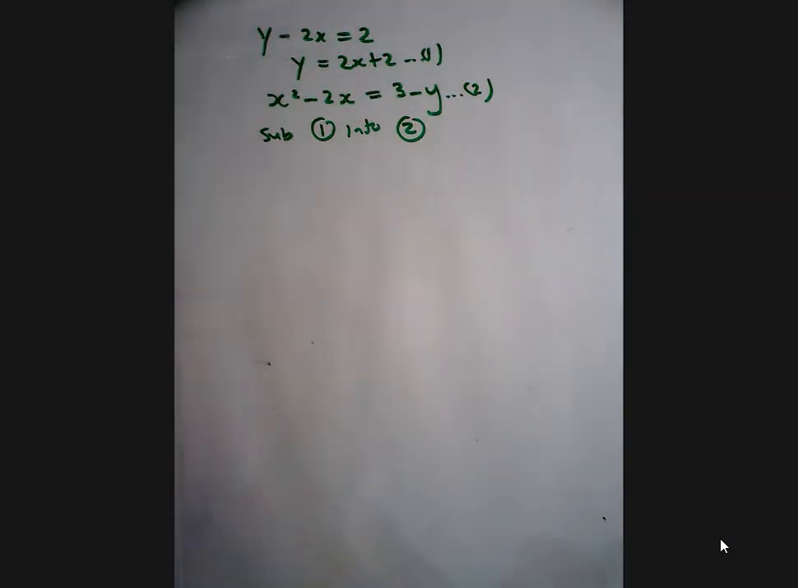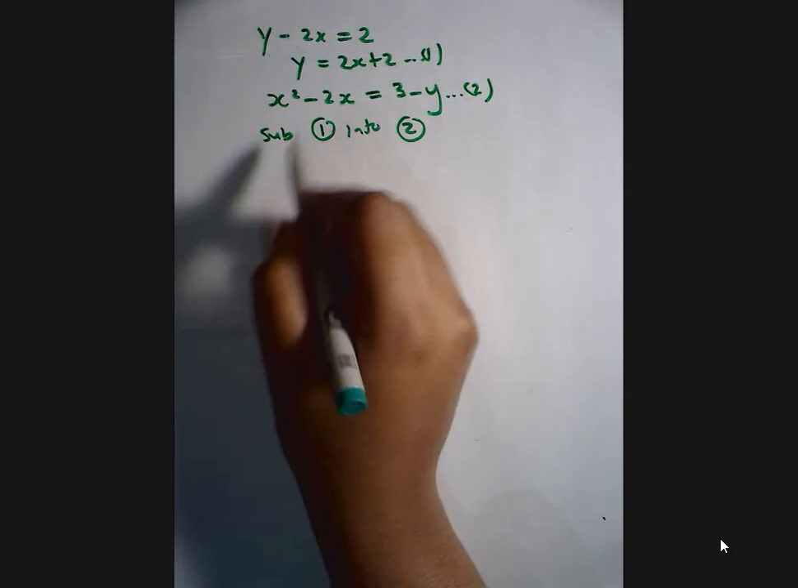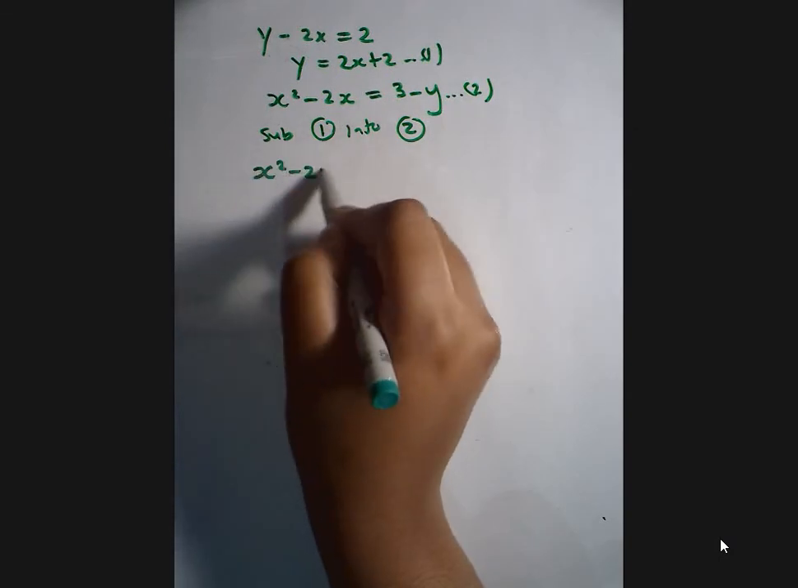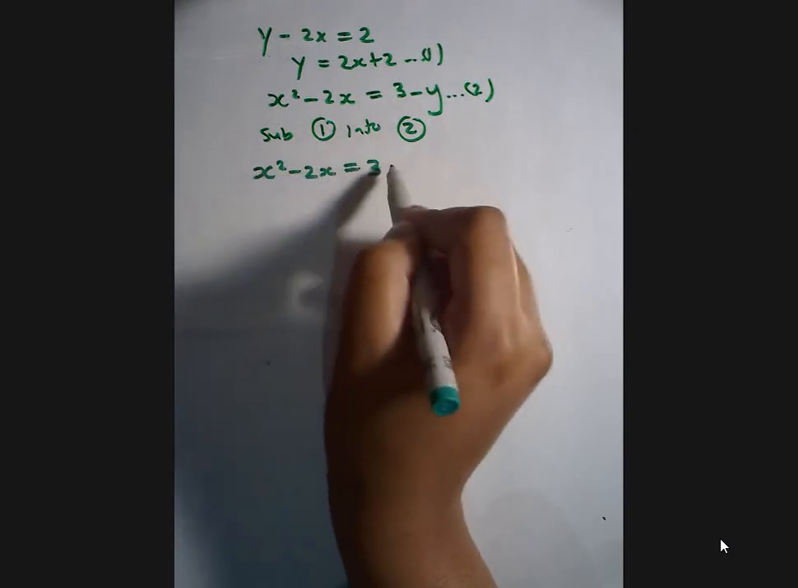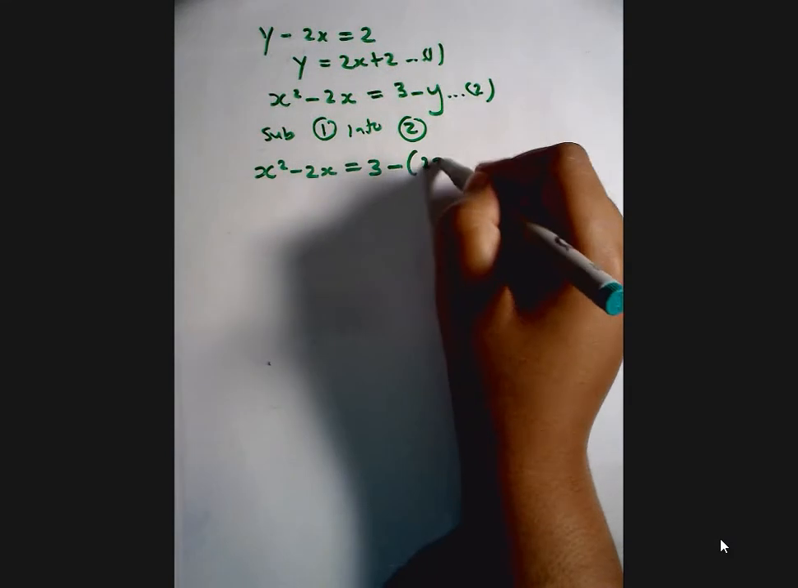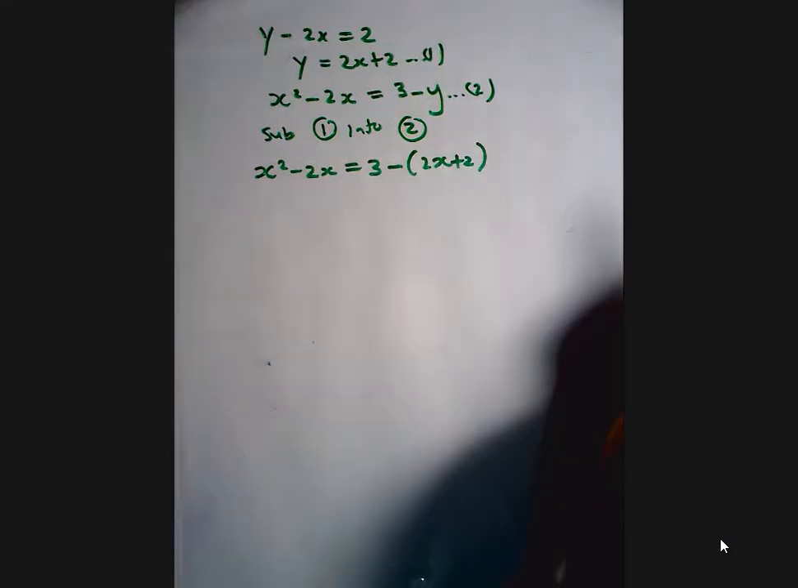Elimination method can work for this, but it gets very tricky. So I always suggest just doing substitution method. Right. So what I'm going to say, x squared minus 2x is equal to 3 minus, open brackets, 2x plus 2. Unless you're one of those maths junkies that like to do the hardest sums, but then you get all the easy stuff wrong.